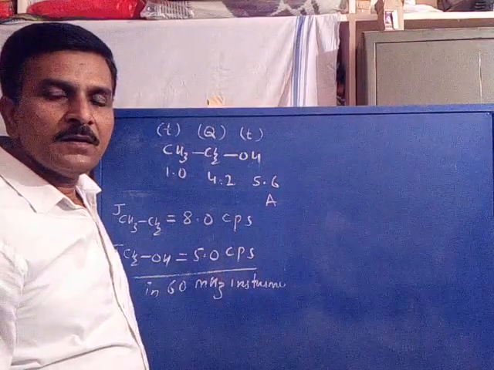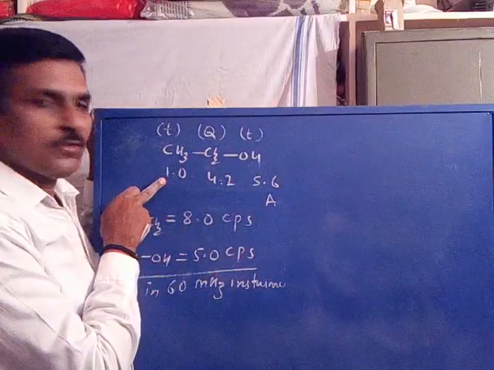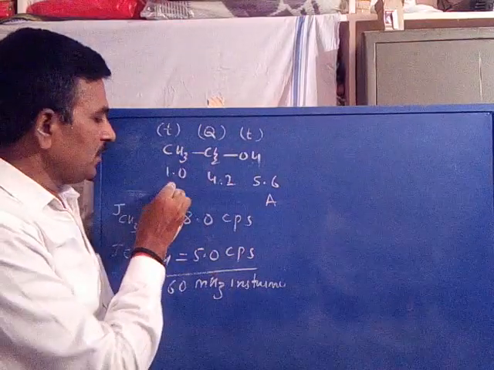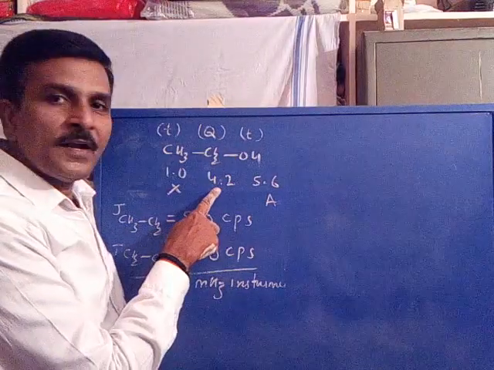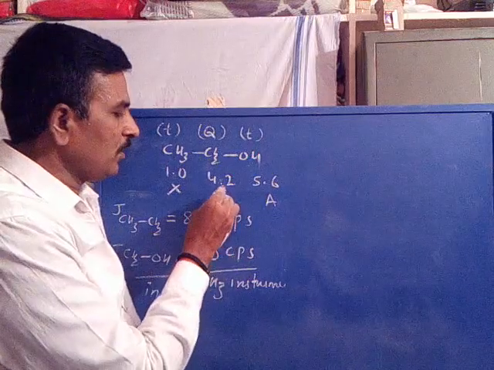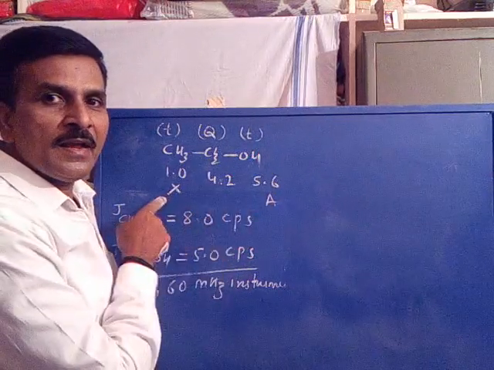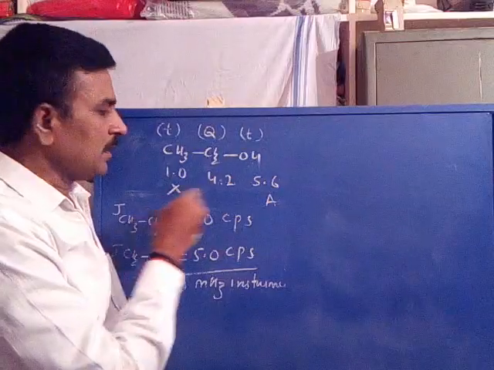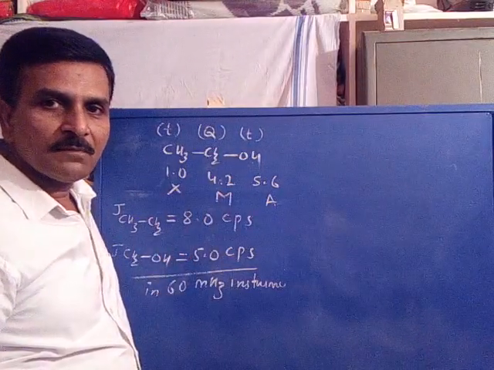X is for the delta value with the lower delta value proton. So 1.0 will be the lower, therefore it is X. Now 4.2 will be the value in between 1.0 and 5.6. Therefore we should assign a letter in between A and X. What is the in-between letter? That is M. Is it clear?